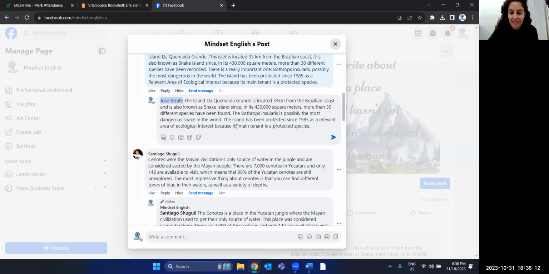because its main aim is to protect these species. So that's good. Since 1985, they have tried to keep this place protected, to protect these snakes. Because you know what would happen if humans go there? What's the first thing they'll do? Kill those snakes.